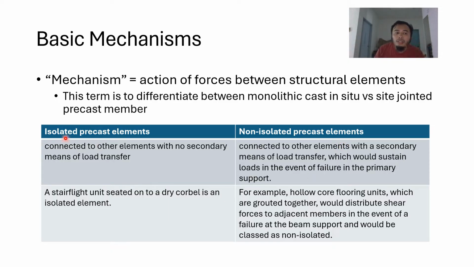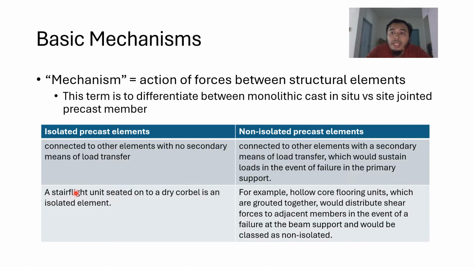For example, an isolated precast element is a stair flight. A stair flight unit seated on a dry core bell is an isolated element. So if the end section of a stair flight fails, then the element will fail, and the stair flight would fall down.